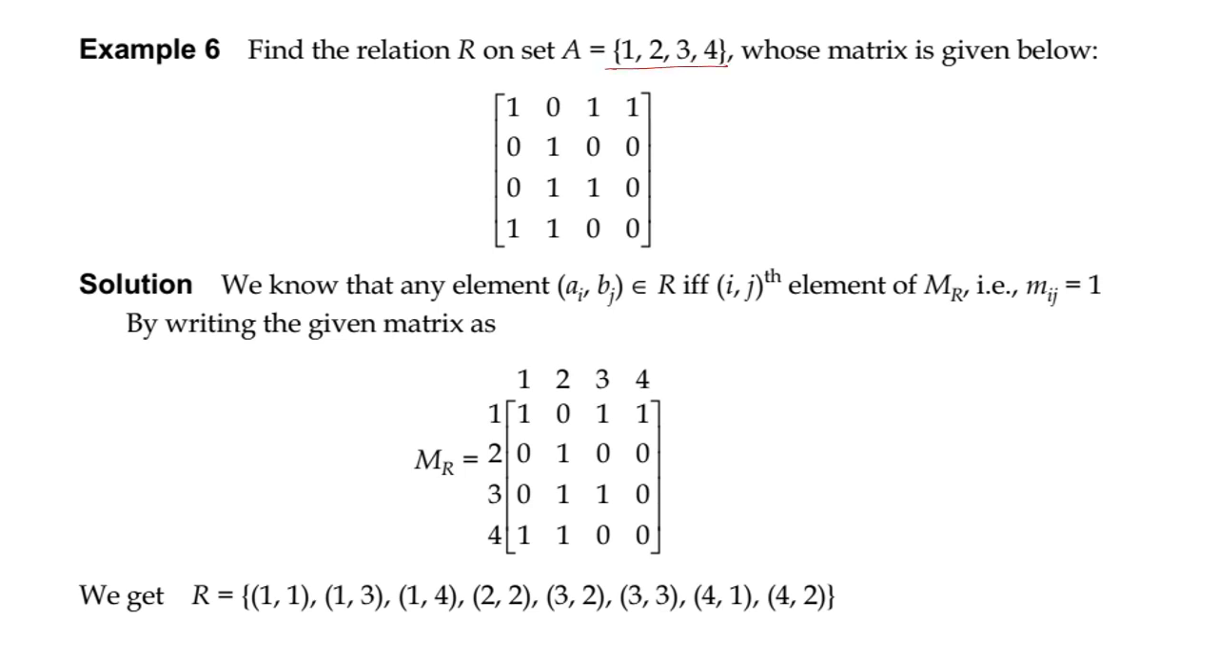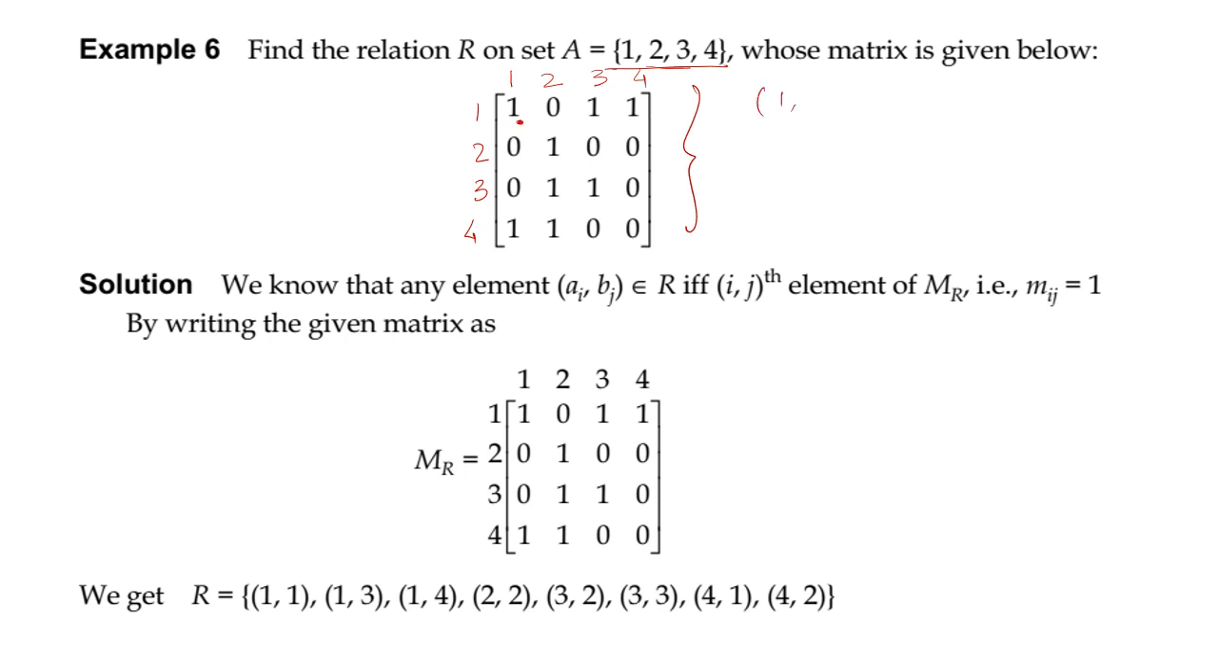Now this example is the reverse example. Now I have the relation matrix given to you, and I am asking you to find out the relation pairs. We know that as it is a matrix defined on a single set, it will be a 4 by 4 matrix. So the elements will be 1, 2, 3, 4, and 1, 2, 3, 4. And if I take this element, there is an element on the intersection of 1 and 1.